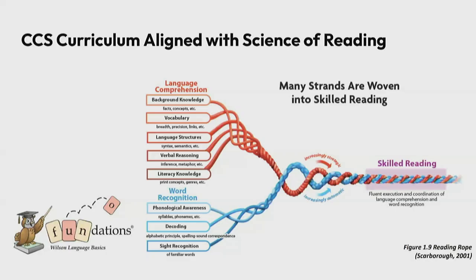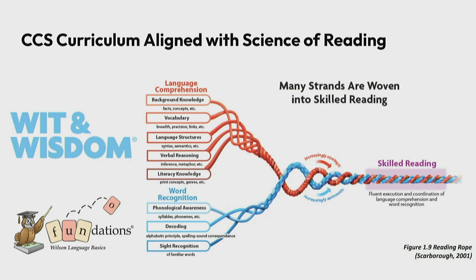So when we're looking, though, at language comprehension, so building a program that's going to really help us build that mental model and develop that wide knowledge that students need in order to be able to read and comprehend, we look to Wit and Wisdom. That was the program that we just adopted this year. And that Wit and Wisdom really covers all of the pieces, all those strands that we find in that language comprehension side of the rope. And they do that by building deep knowledge about specific topics for students.